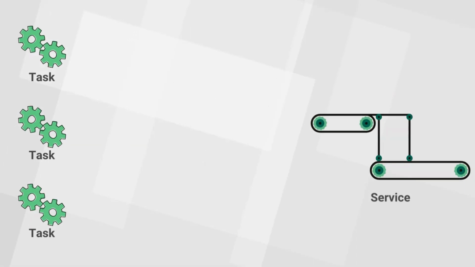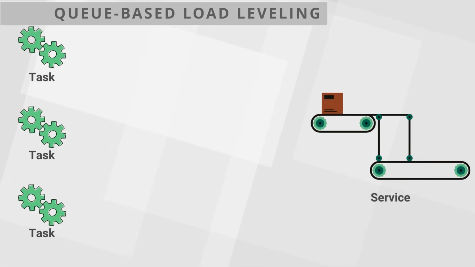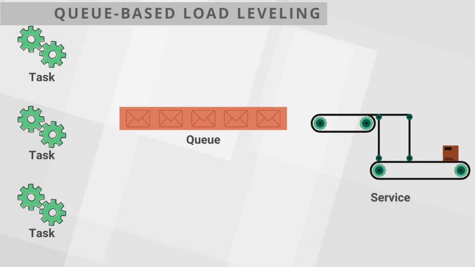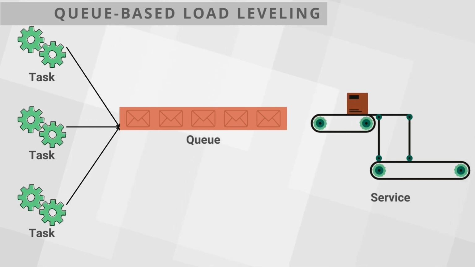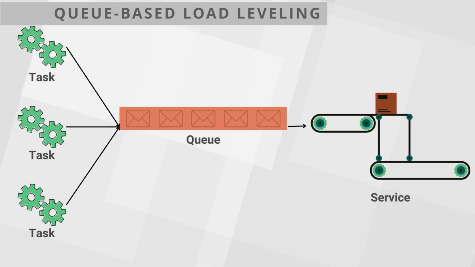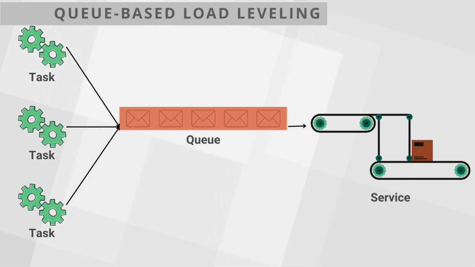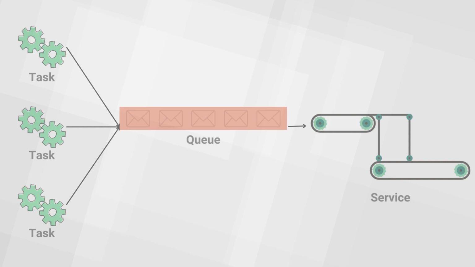To solve this problem, we can use the queue-based load leveling design pattern that involves introducing a queue between the task and the service. With this, the task and the service can run asynchronously. The task posts a message to a queue. The queue acts as a buffer, storing the message until the service retrieves it. In this way, the queue decouples the tasks from the service, and the service can handle the messages at its own pace, regardless of the volume of requests coming from the concurrent tasks.